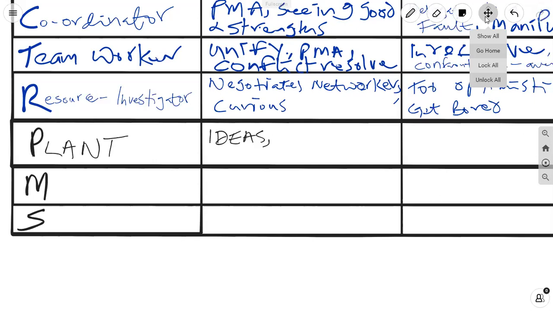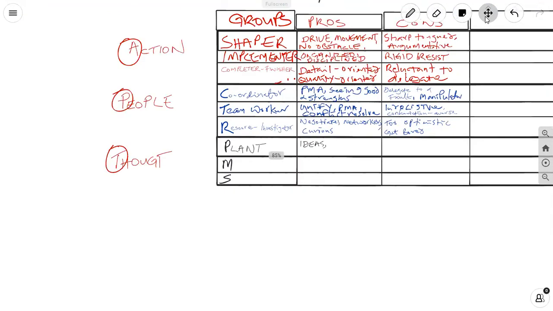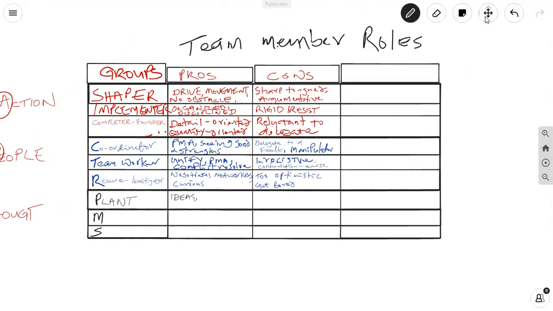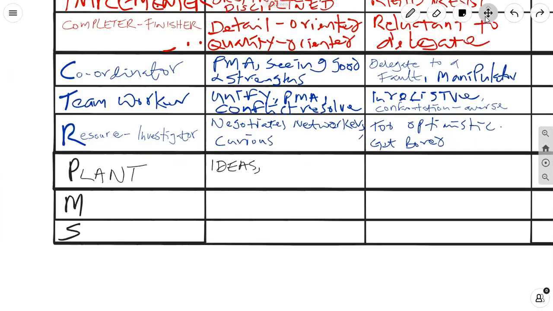And what makes the leader a great leader is being able to bridle the negative, the cons. And I really want to stress that. We're not saying that every shaper is this. We're saying it is a tendency. We're not saying every implementer is this. No. But we're saying look out for those cons. You want to avoid them. You want to minimize those effects. Okay. So that's your plant.